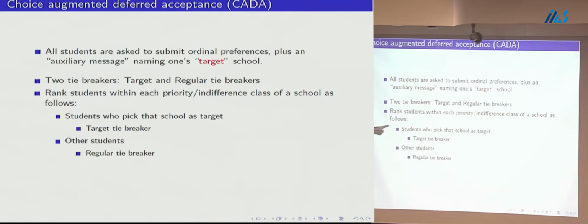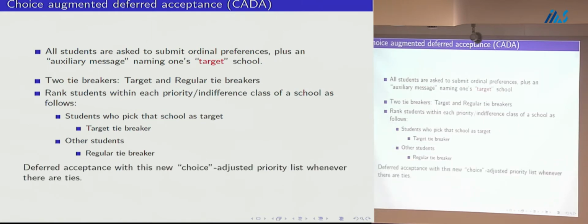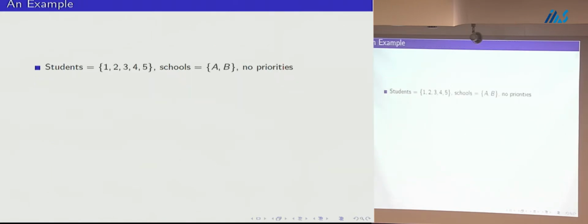So students who pick that school as their target are going to be ranked higher, and the ties are going to be broken according to the target tiebreaker. And other students within that priority group are going to be ranked according to the regular tiebreaker. And then we are going to run the default acceptance. So here is a simple example.